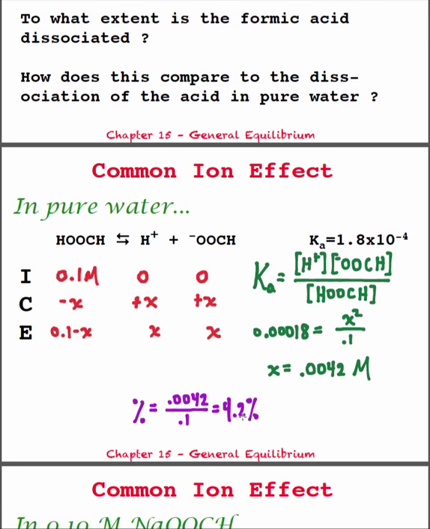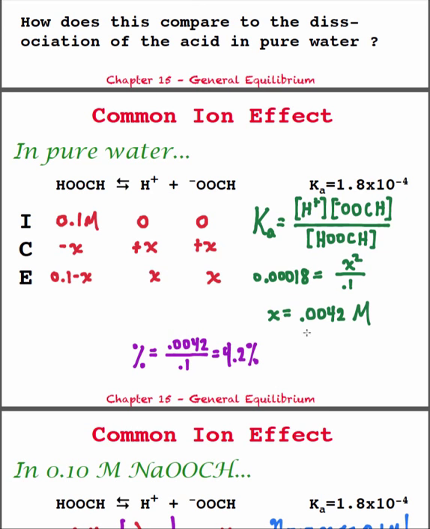That's getting close to where I really shouldn't assume x is small, but I'm going to leave it that way because I'm lazy by nature, and the rule of thumb is that if you're less than 5% dissociated, it's okay to assume x is small. I could do this with the quadratic and it would come out very close to 0.0042 anyway. So that's the dissociation. I could take the negative log of 0.0042 to get the pH of this acid.